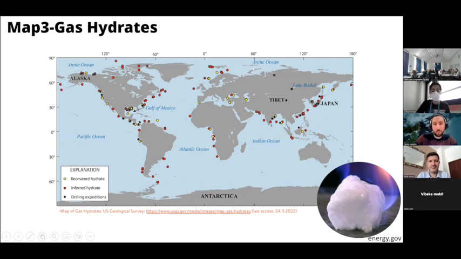But this natural material, where do we find it? In this map, you can see where natural gas hydrates like this have been recovered. It means we literally collected sediment with gas hydrate in it, or inferred. Inferred means we think that in these red places there might be gas hydrate. So we only indirectly know they are in there, but we never touch them, never collect them. So you have to figure out where they are mostly located and why. Actually, there's a lot of ocean where we don't have gas hydrate. So I pass the ball to Vibeke and you guys.